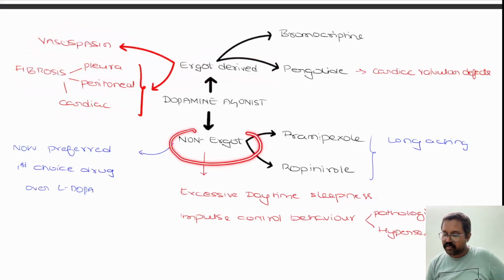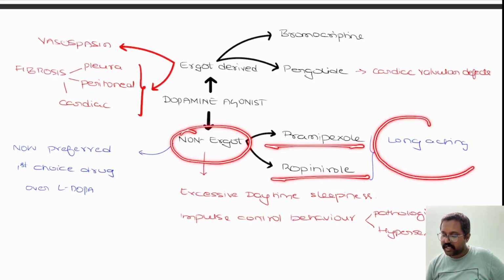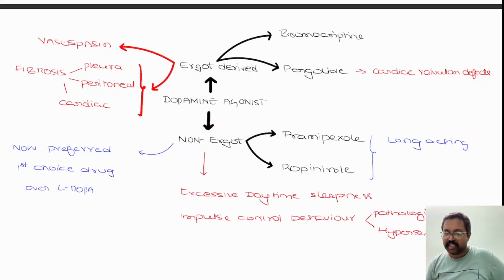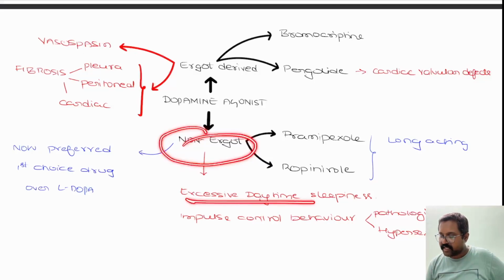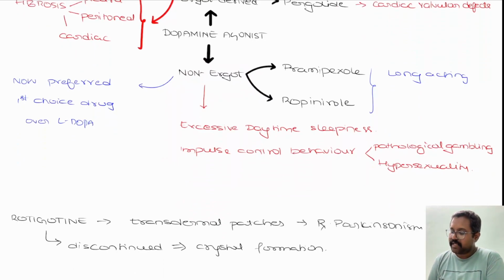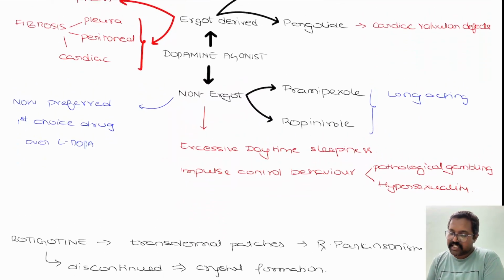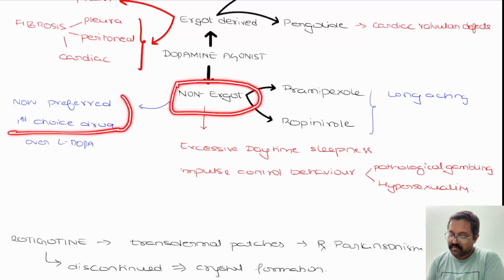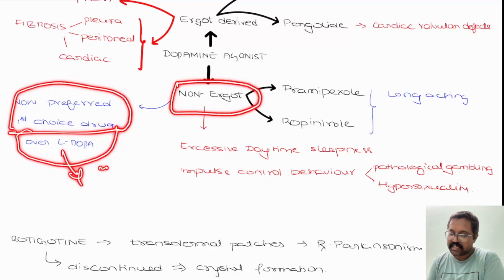So what about the non-ergot derivatives? Among the non-ergot derivatives, we have pramipexole and ropinirole, which are longer acting in nature. The only problem with the non-ergot dopamine agonists is excessive daytime sleepiness, and they can lead to impulse control behavior, that is pathological gambling, as well as hypersexuality. So please remember, we now use the non-ergot derivatives as the first choice of drug for treating Parkinsonism over levodopa because of the lesser side effects, and they are longer acting in nature.